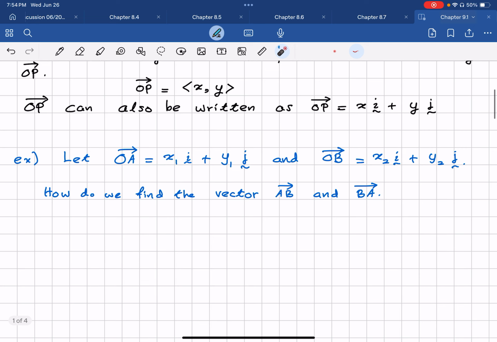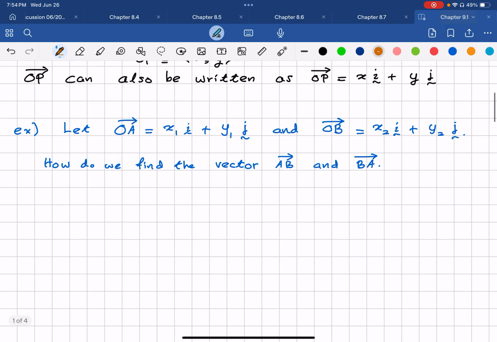Let's consider this example. I have given two vectors OA and OB. OA is x1 i plus y1 j and OB is x2 i plus y2 j. You can go with this notation or you can use the other notation. What is our other notation? It is OA equal to (x1, y1) and OB is (x2, y2).